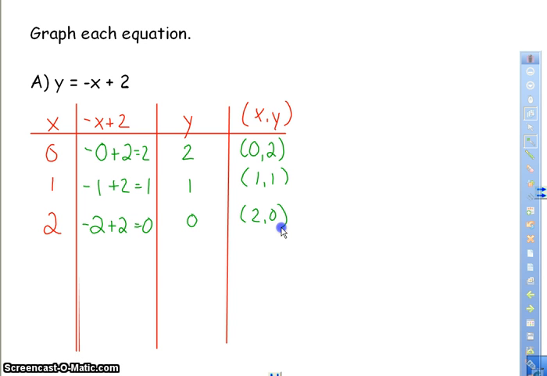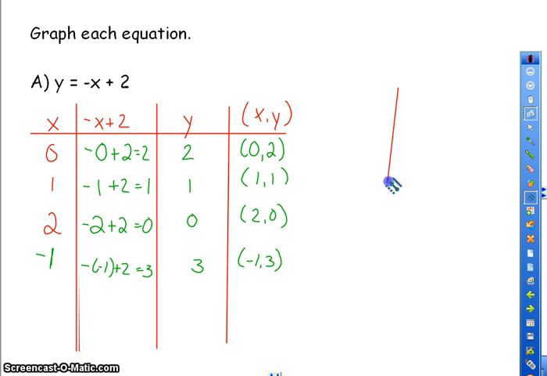Now I just want to show you what happens when I pick a negative number. If I pick a negative 1, for example, it's going to be negative, negative 1, plus 2. Negative times a negative is a positive, so this really becomes a positive 1. 1 plus 2 is 3. So my last ordered pair would be negative 1, 3.